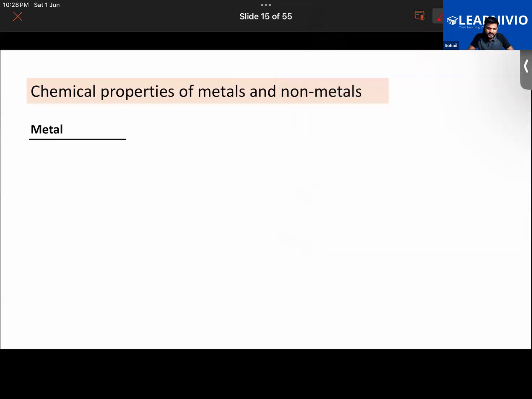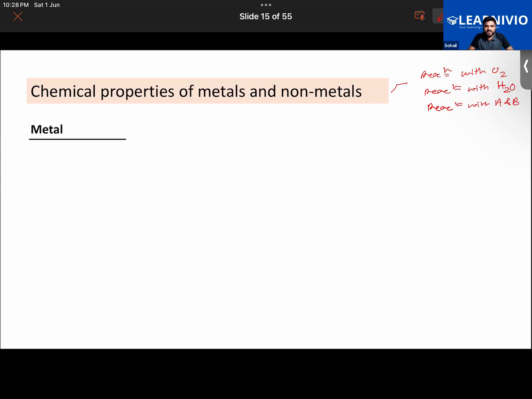First of all, we are going to learn about metals. Let me quickly tell you what we are going to learn: reaction with oxygen, how metals and non-metals react with oxygen. Later, we will learn about the reaction of metals and non-metals with water. Further, we will learn about their reaction with acids and bases. So let us start with metals.